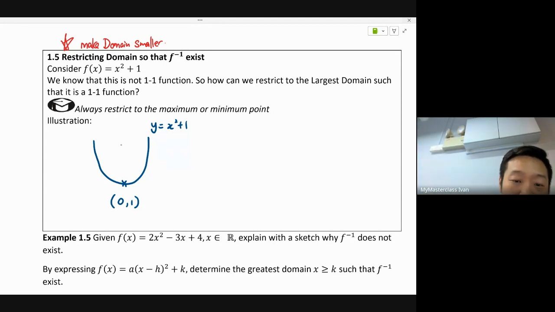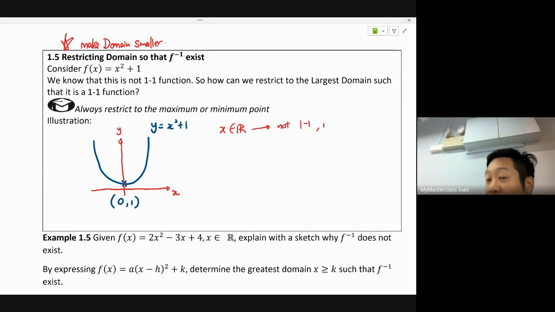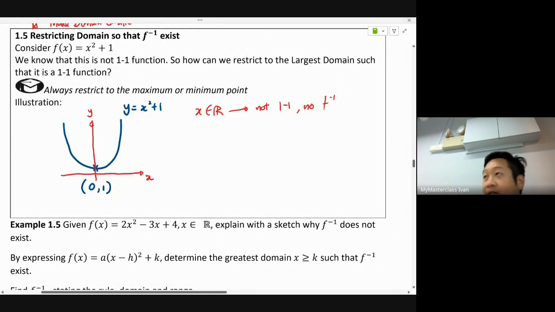So now I draw the axis first, x and y. If x is any real number, then it is not one-one, so no inverse. The question will always ask you: what domain can I restrict to such that it will be one-one? R plus can, but that's not the biggest, because 0 must be included. If I only take this part, is it one-one? Yes. So you must say that x can be greater than or equal to 0. It will become one-one. Got another possibility or not?